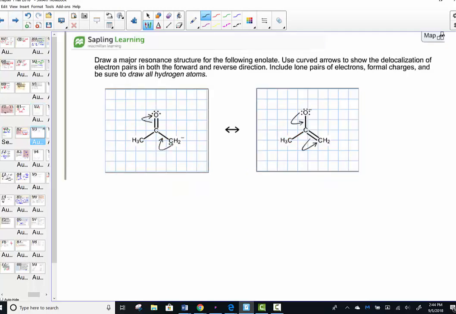So we saw the first arrow brings a lone pair to create a double bond. The double bond breaks and forms another set of lone pairs on the oxygen, and just undo what you did to form the new structure.